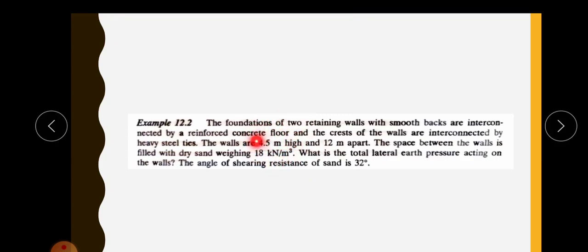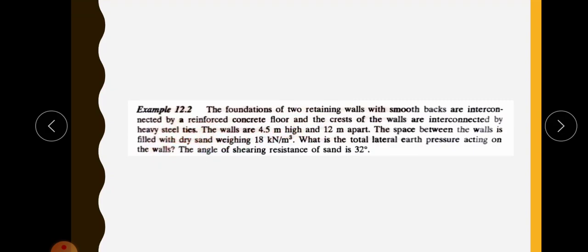Here there are two retaining walls, interconnected by a reinforced concrete floor, and the crests of the walls are interconnected by heavy steel ties, that is, it is tightly fixed, and in between these two retaining walls there is soil. So it is fixed rigidly, it is a rigid structure, so it will be in at rest condition. There will not be any movement because the two retaining walls are interconnected by the reinforced concrete floor, and the crests of the walls are interconnected by heavy steel ties. This is a rigid structure, so it is at rest condition. So now we can solve the earth pressure for at rest condition.